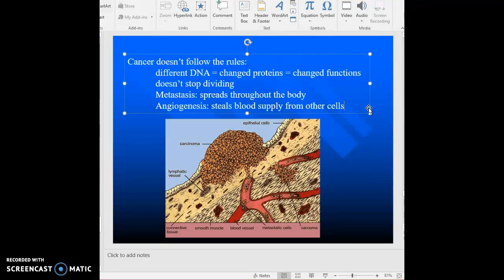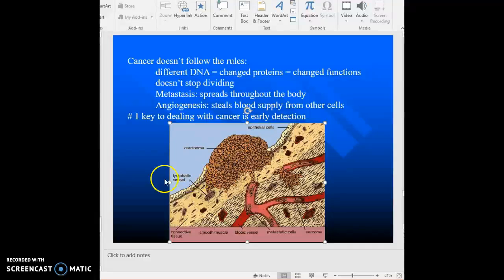So I want to put this up here. The number one key to dealing with cancer is early detection. So make sure we're detecting it as early as possible. Treatment options are much, much greater and a higher success rate of survival. Watch out.